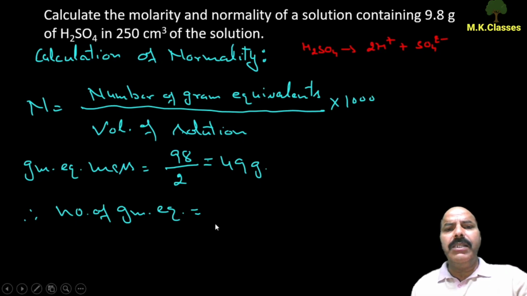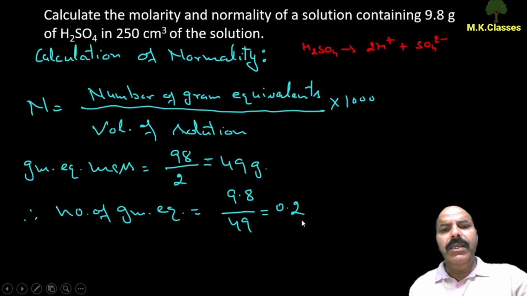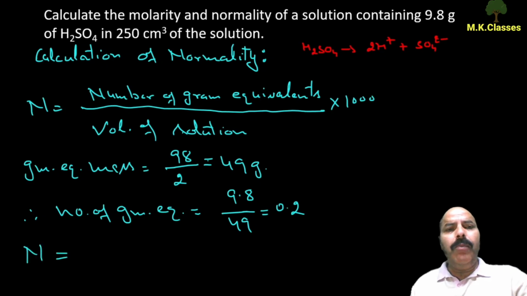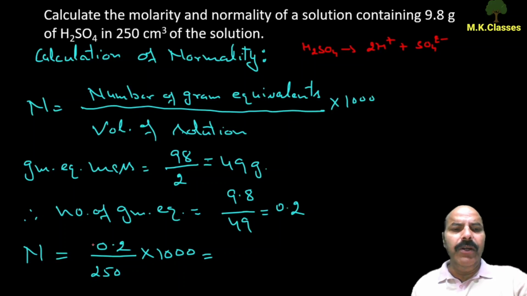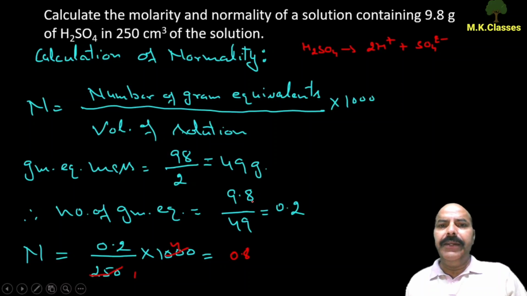So how many number of gram equivalents do you have, beta? So we divide 9.8 by 49, so that is 0.2. So how many number of gram equivalents do we have? 0.2. Clear? Then normality we can find out: 0.2 divided by 250 into 1000, because the volume of the solution is 250, into 1000. So here we put the values, and that is 0.8. So, beta, normality here we have 0.8. So hope this is clear, beta.